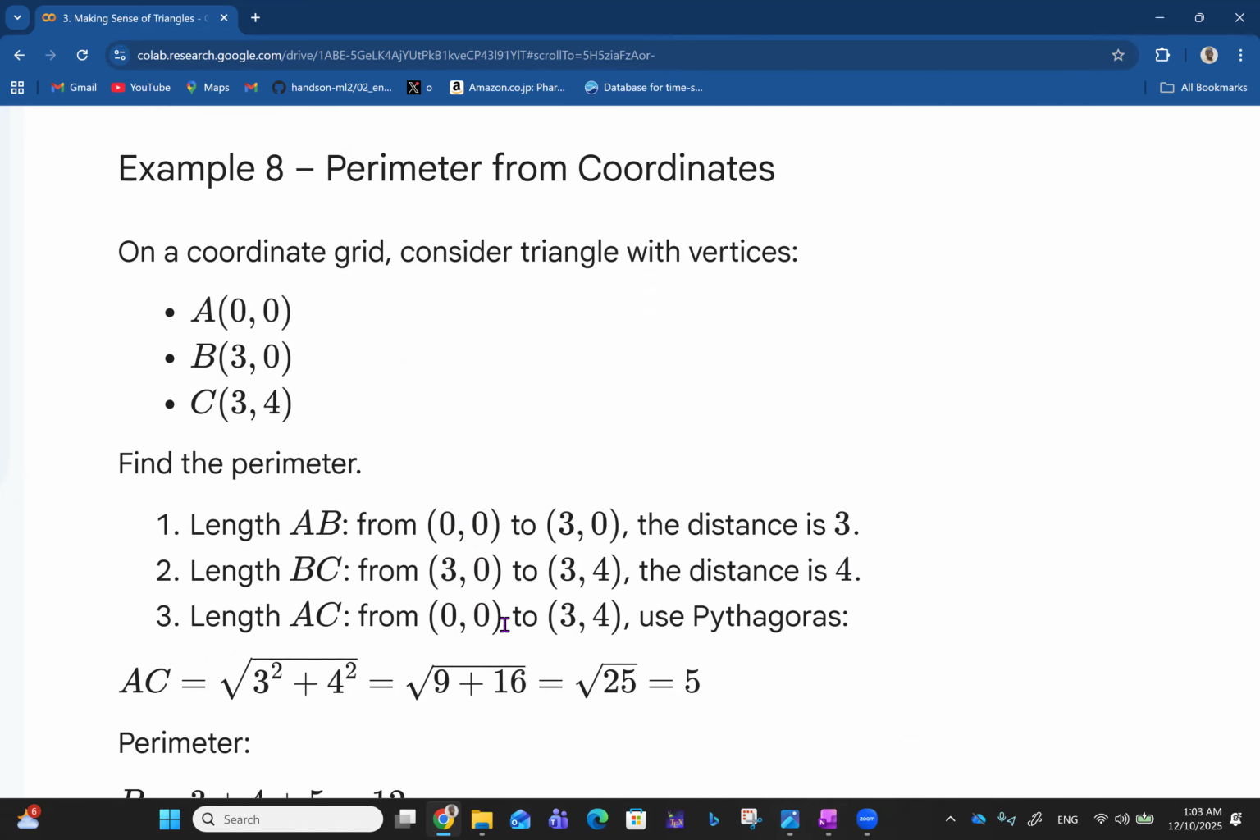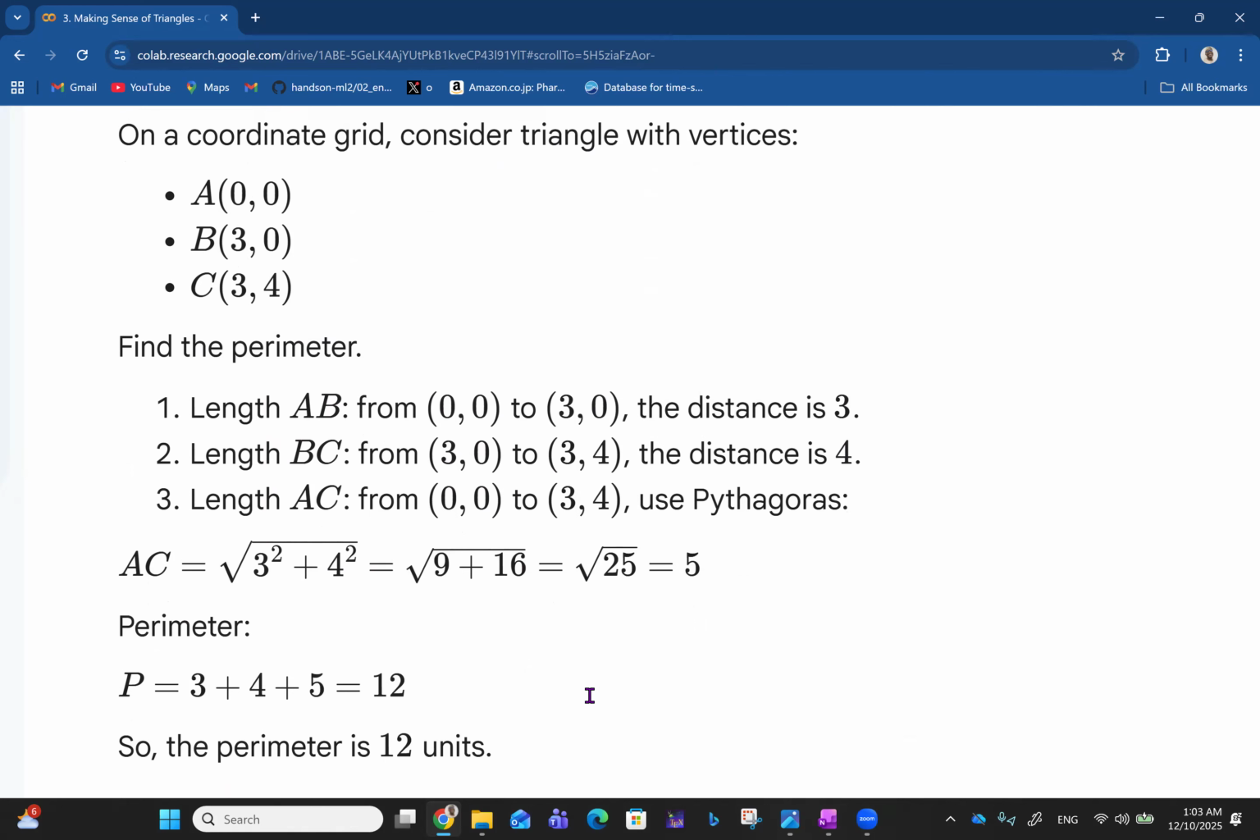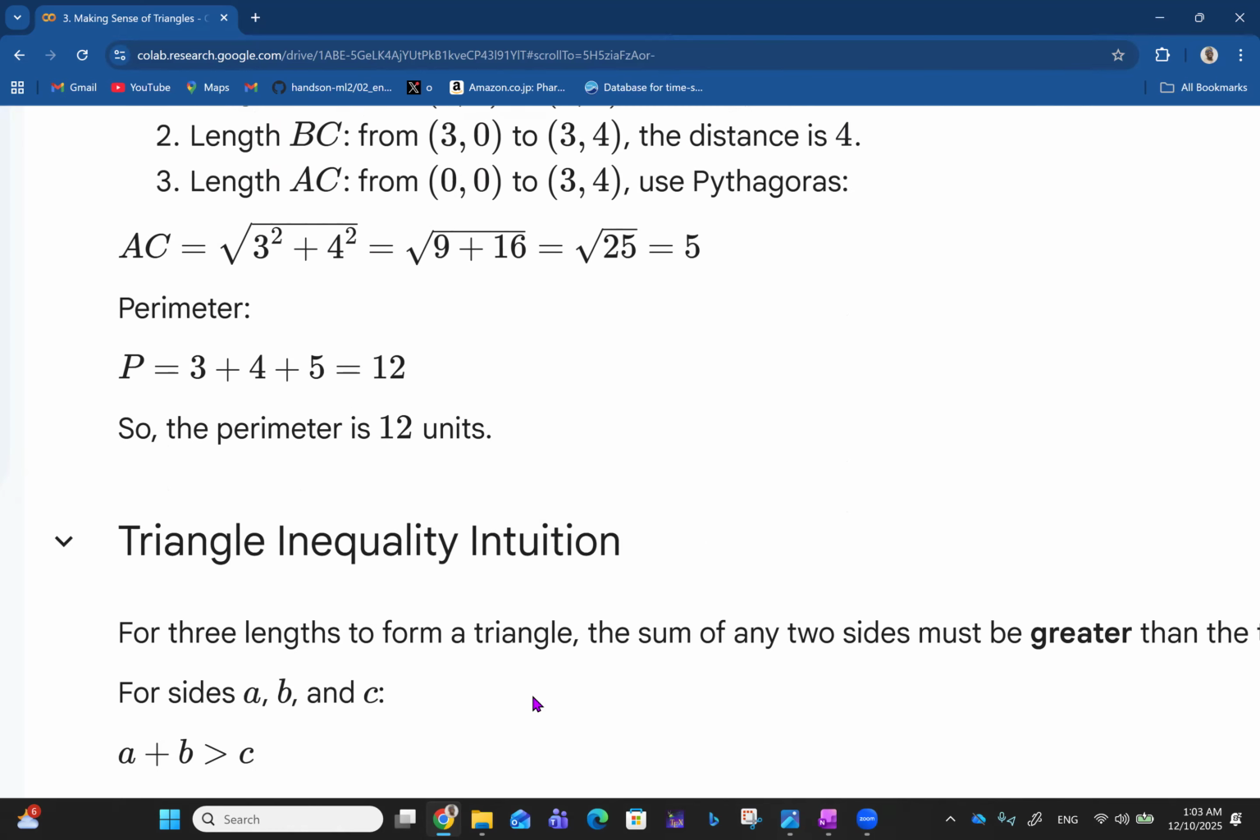For AC, from (0, 0) to (3, 4), we can use Pythagoras' theorem to find AC, which is the square root of 3 squared plus 4 squared, and that's simply 5 at the end of the day. So we know 3, 4, 5. So 3 plus 4 plus 5 is 12. The perimeter in this case is 12 units.